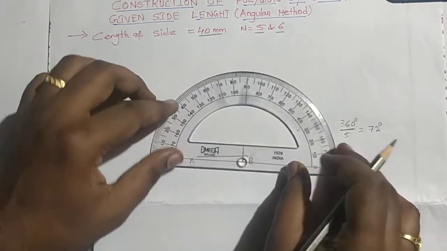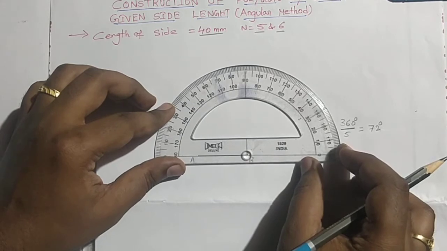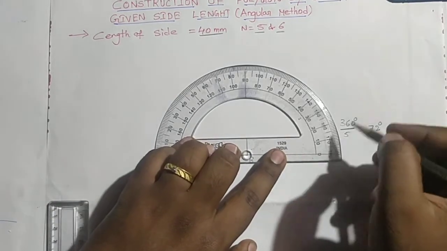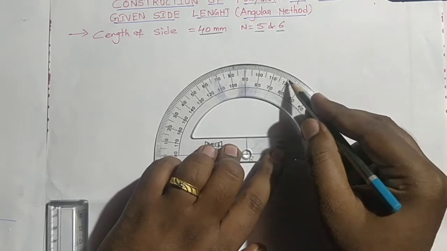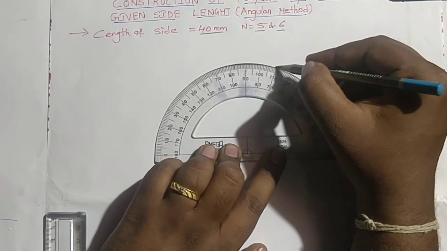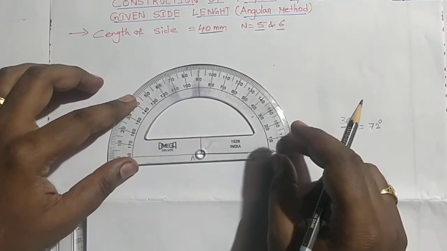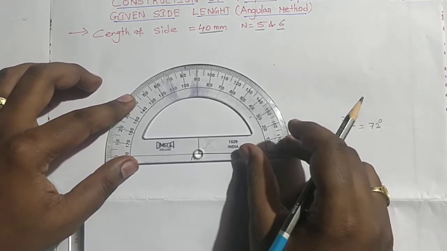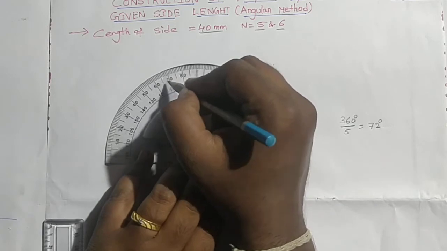First, with B as the center of the protractor, place the origin point of the protractor at point B. Mark 72 degrees: 0, 20, 30, 40, 50, 60, 70, 71 and 72. It is the 72 degrees line. Similarly, from point A also, place from the left side 0 to 72 degrees: 50, 60, 70, 71 and 72.